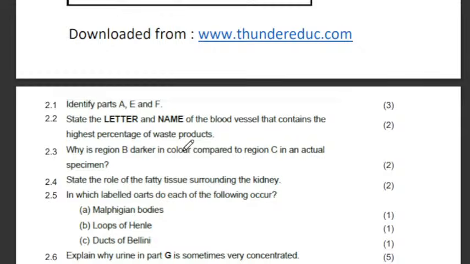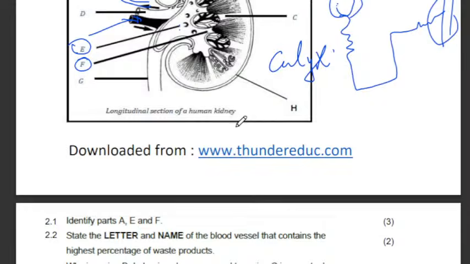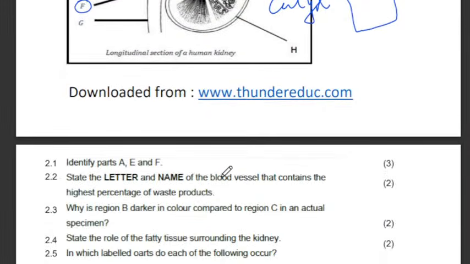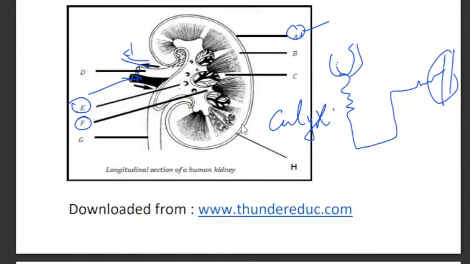Why is the region B darker in color than C in the actual specimen? Region D. What is the region D? Why is region B? Let me go back to the question. Why is region B darker in color than C in the actual specimen? C, where is C? Yeah, this region, that's where you find the nephrons, meaning that it's not the nephron. That's where you find the Malpighian body.